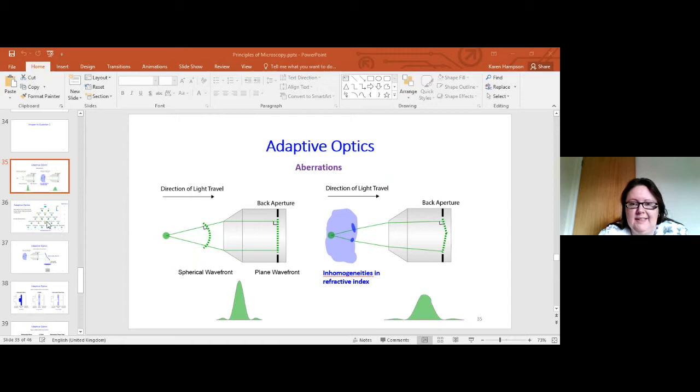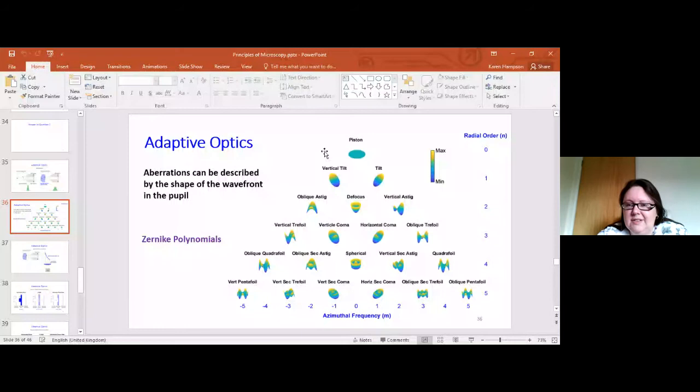So if we look at the very first one, this is called piston. This doesn't actually cause any aberrations. This is just a translation of a plane wave. So it means the rays are still all parallel, the light's still collimated. So although piston's part of the triangle, it doesn't really cause aberrations.